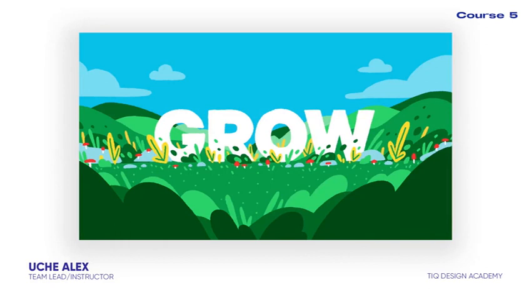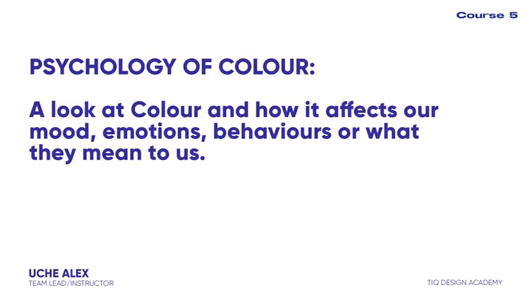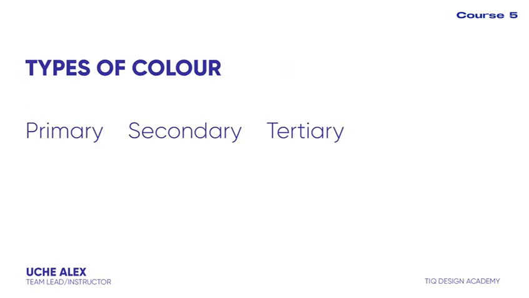Just as I said earlier, this course is divided into two parts: color theory and the psychology of color. Color theory is the science and art of using color. While in psychology of color, we are looking at how color affects our mood, emotions, behavior, and what colors mean to us. So let's get started with the theory of colors.